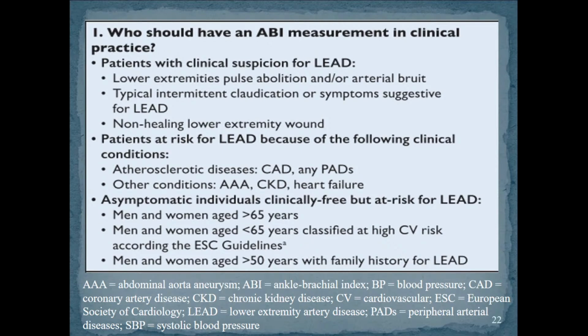It is men and women aged higher than 65. Men and women aged below 65 classified at high CV risk according to the European Society of Cardiology guidelines. Men and women aged higher than 50 years with family history of lower extremity arterial disease.